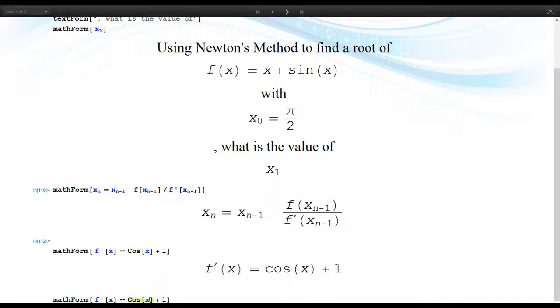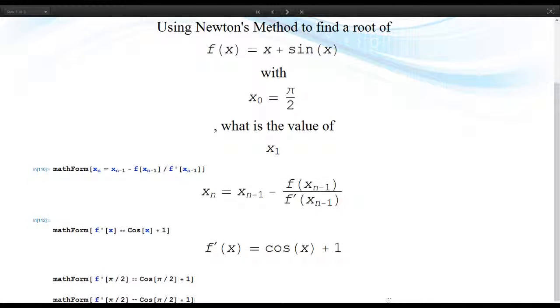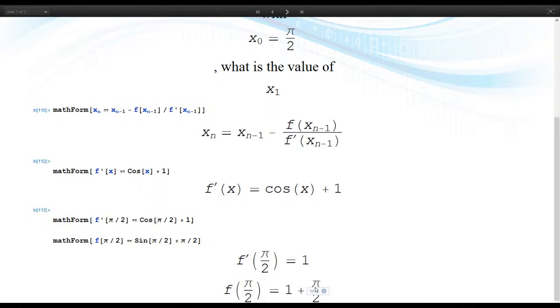Okay, so we plug in pi over 2, and that's going to be our derivative's value, and we will plug it into our function as well. That's going to be sine of pi over 2 plus pi over 2. Our original function was x plus sine x, and we get 1 and 1 plus pi over 2.